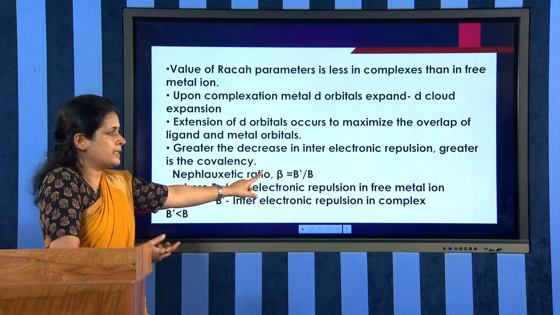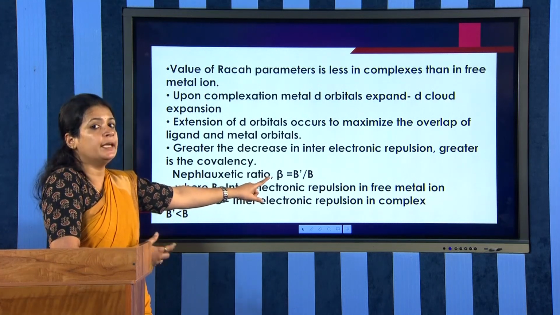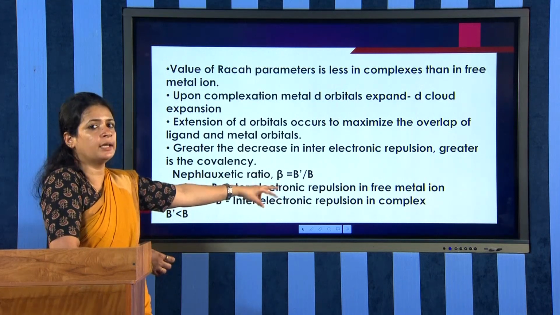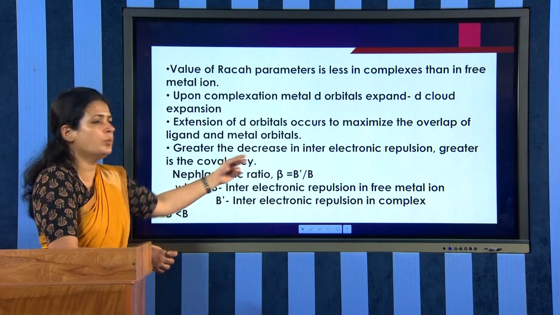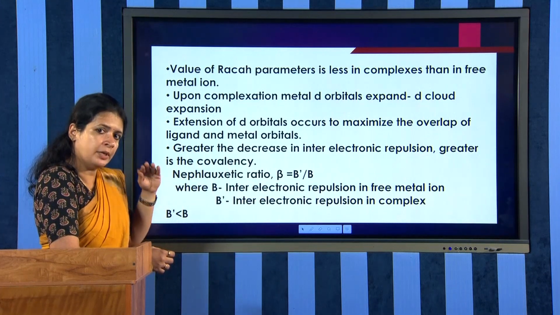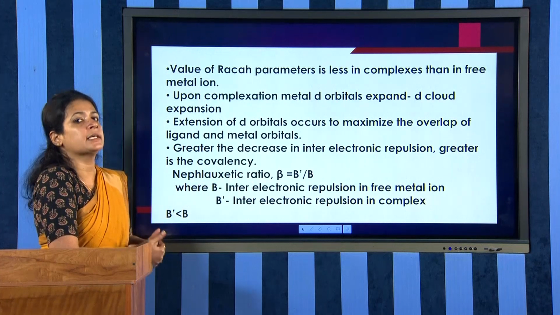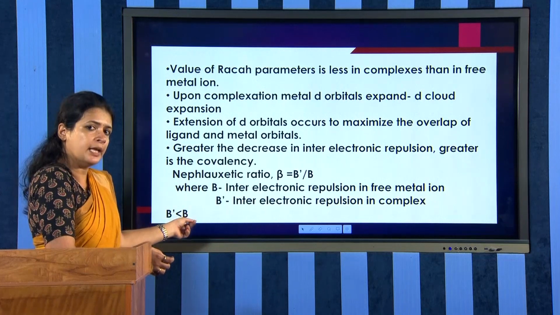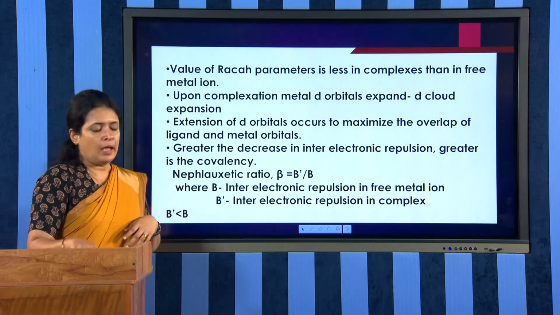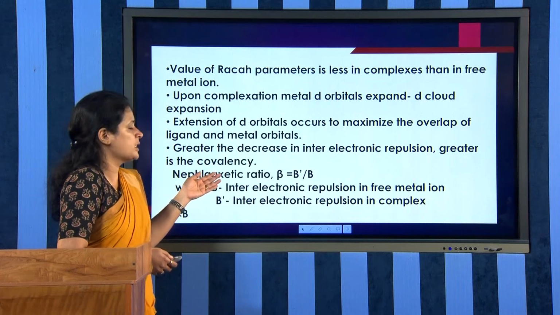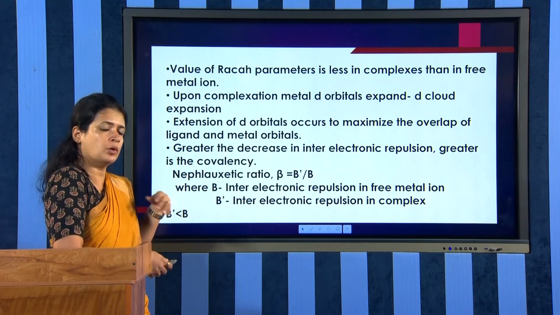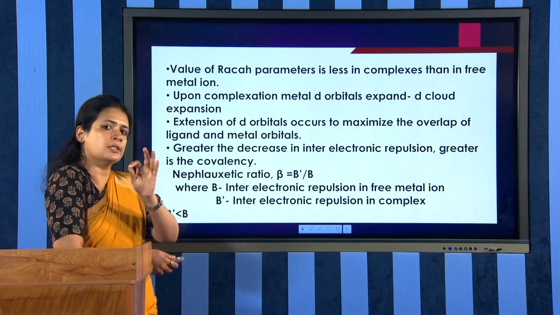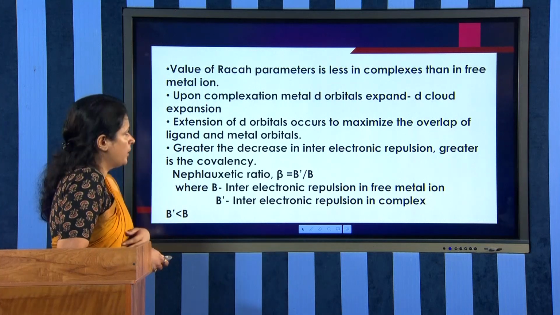And we have already studied that the interelectronic repulsion is greater in the free metal ion when compared to the complex. So, the numerator is less, the denominator is more, which means that beta is always less than 1. Why is beta always less than 1? B dash is less than B. Always it is like that. And that is all about the nephelauxetic ratio or nephelauxetic effect. What is the nephelauxetic effect? It is d cloud expansion. D cloud expansion shows evidence for the covalent character of the metal ligand bond.